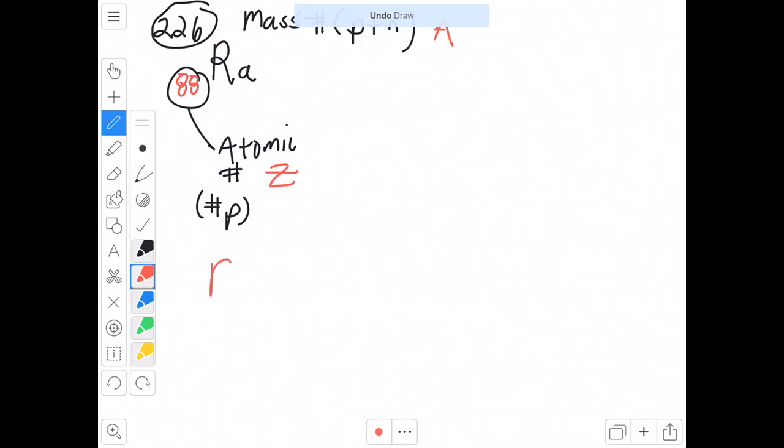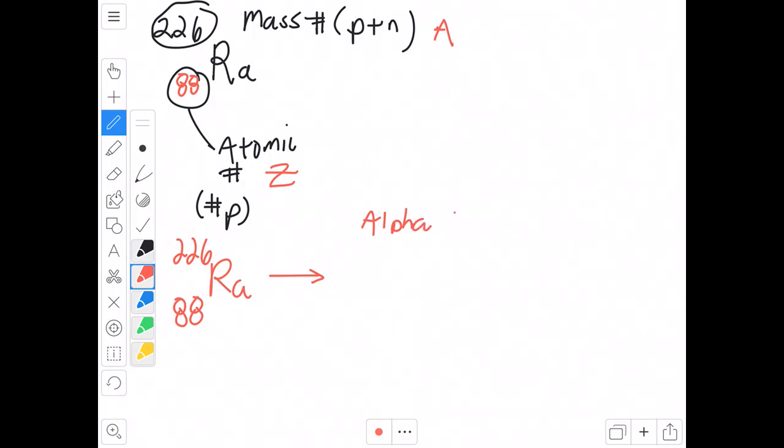So let's say I've got this radium stuff, and it's got 226 total nucleons, protons and neutrons in the nucleus, and it's got 88 protons, and it undergoes what's called alpha decay. Okay, so this is called alpha decay. And what that means is that it gives off a helium.